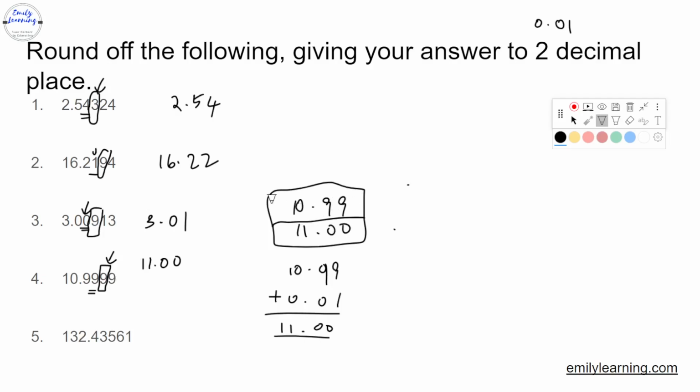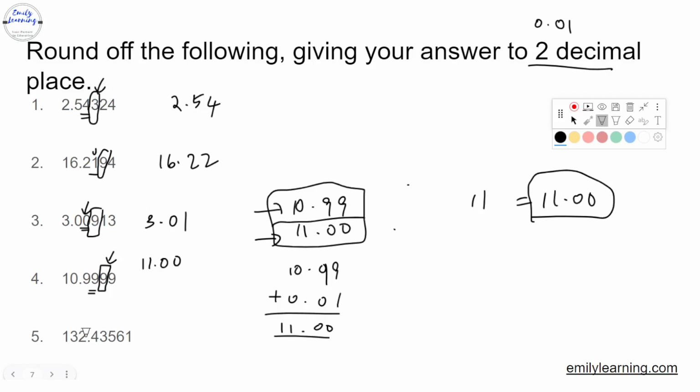So how do you determine whether it's 10.99 or 11.00? Well, we just need to check the third decimal place. If it's 5 or more, it will become 11.00. If it's less than 5, it will become 10.99. So because 9 is greater than 5, we will round it off to 11.00. Again, because you are asked to round it off to 2 decimal places, although 11 is the same as 11.00, you have to write it as 11.00 to illustrate the 2 decimal places that you have rounded it off to.